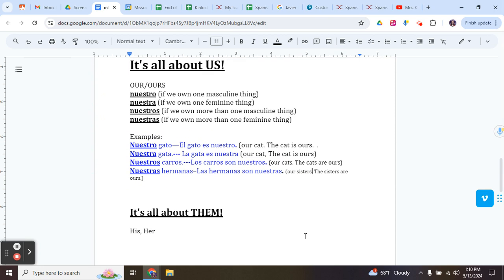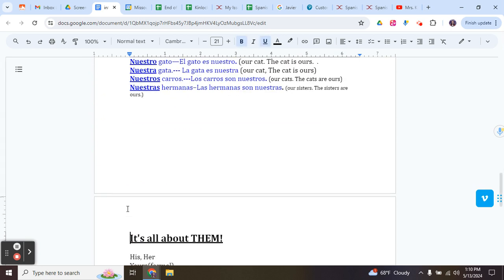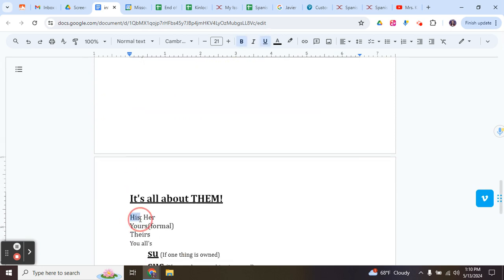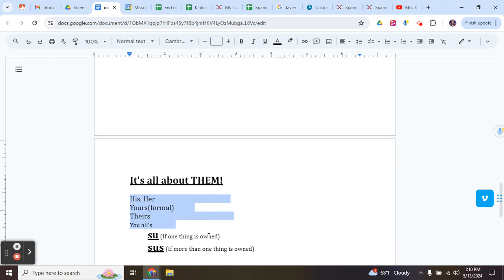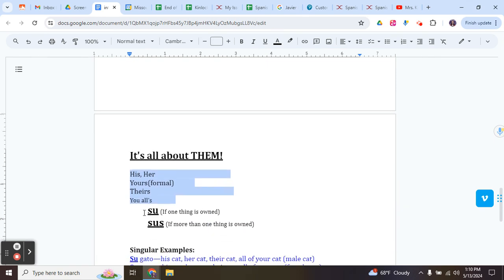Okay, now the last one is all about them. So this could be his, her, yours, like usted, theirs, ellos, and ustedes. So all of those subjects get the same possessive adjectives. So this can mean his, her, yours, theirs, or all of yours. I said y'all, so it's hard to put it into words. Okay, this is if any one of these people owns one thing, and this is if any of those people own more than one thing.